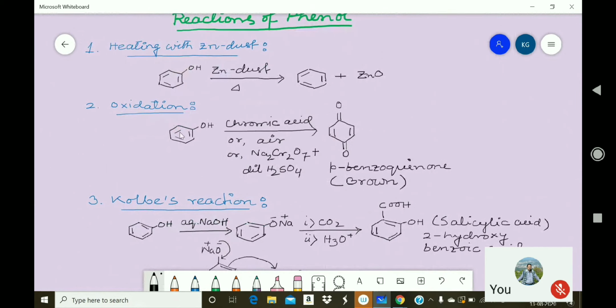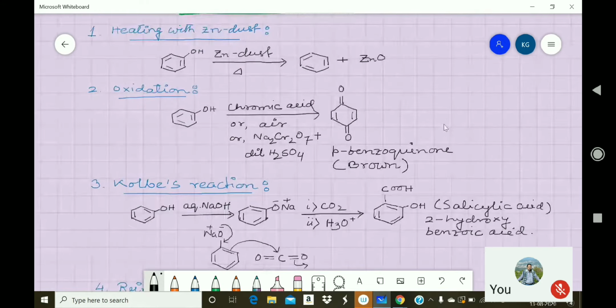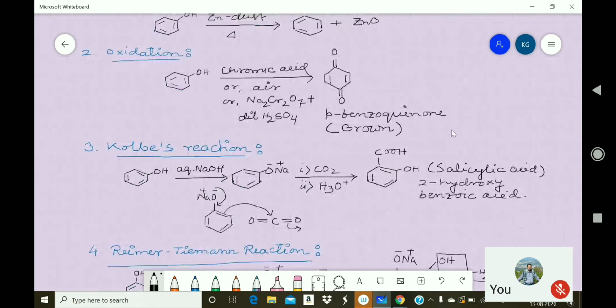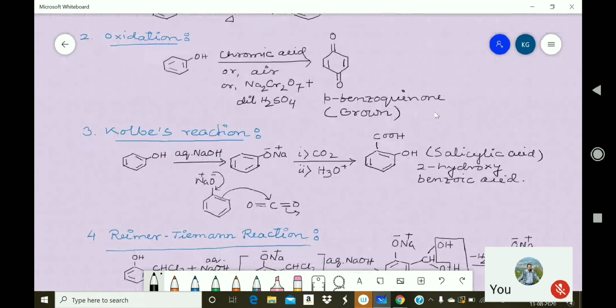Then oxidation of phenol in the presence of air, or chromic acid, or dichromate in the presence of acid: when phenol is treated with these reagents, it gives rise to dark brown colored parabenzoquinone. Therefore, when a bottle of phenol is kept open in the lab, we can find that it turns brownish due to the formation of this parabenzoquinone.